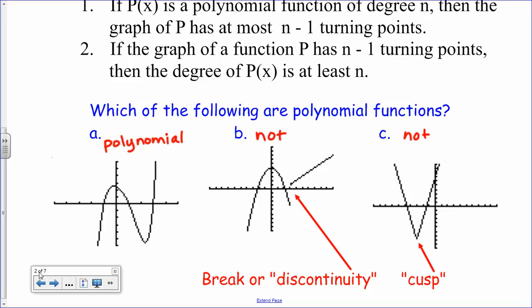So why is C not? Because it's not smooth. If you have to go down at a point like this, it's called a cusp, and that is not smooth. That's not a polynomial. So your turning points are rounded like this.